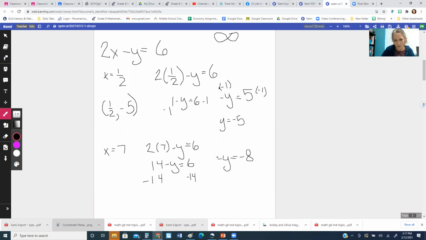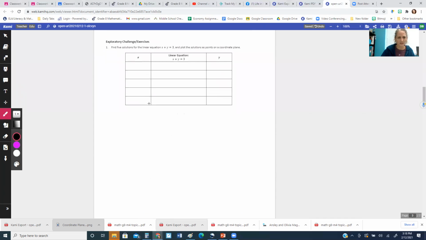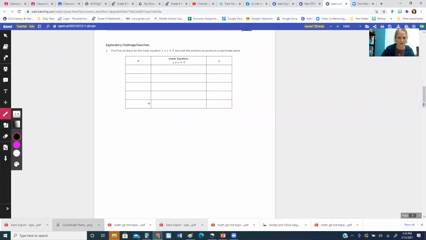Well, if negative y is -8, then positive y is positive 8. I don't even have to multiply out that way because I can just do that. So my solution is 7, 8. When x is 7, y is 8. And let's double check this. 2 times 7 is 14, minus 8 is 6. It worked.